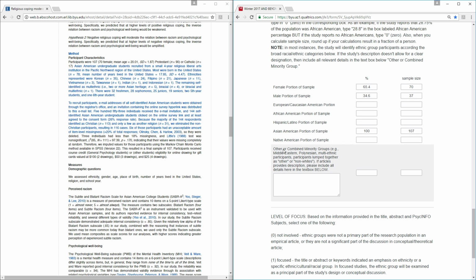Now, other and combined minority groups is here in case there are categories that do not fit into any of these other categories if they are reported by the authors. For example, some studies will list Jewish participants, or you could have a general non-white category, or you can have a combined minority group category, such as biracial or multiracial. If those are reported, type in the name as reported in the article, and then report the percentage and sample size.